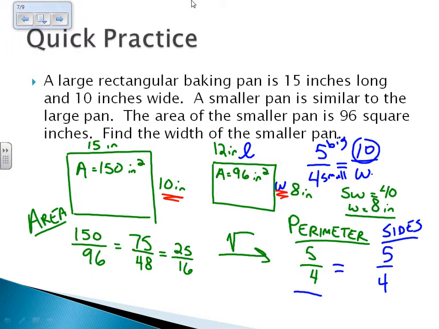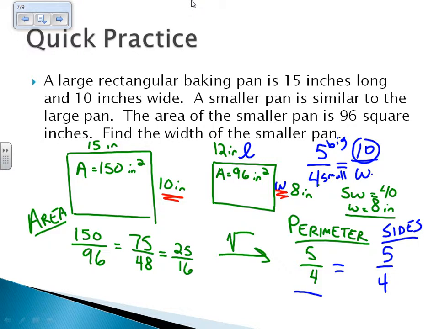Setting it up. We know that the area is this. You okay with that? We take the square root to find the perimeter. We know that the ratio of the perimeter is equal to the ratio of each individual side. You okay with that so far? Big to small. You cool with that? So big to small, 5 over 4, equals. What do we want to find? We want to find the width of the smaller pan. So that's W, and I plug it in the denominator because the small pan went on the bottom.